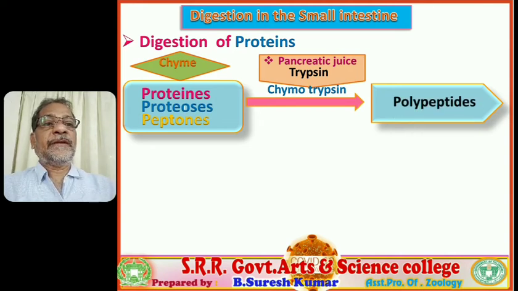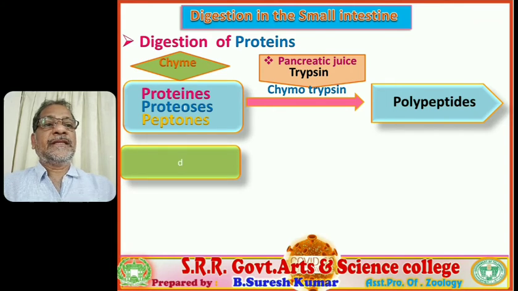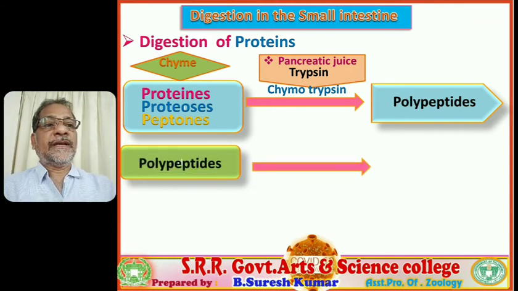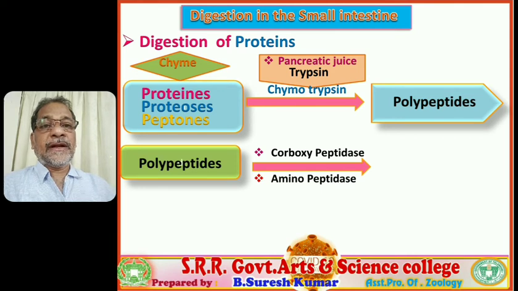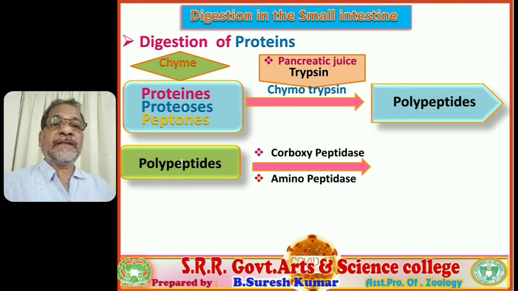they give rise to polypeptides. Next, these polypeptides are again involved in hydrolysis by the carboxypeptidase enzyme of pancreatic juice and aminopeptidase enzyme of intestinal juice. These two enzymes belong to different digestive juices, but both are exopeptidases. They break down the terminal peptide bonds. Carboxypeptidase breaks down the peptide bond at the carboxylic acid terminal. Aminopeptidase breaks down the peptide bond at the amino terminal.